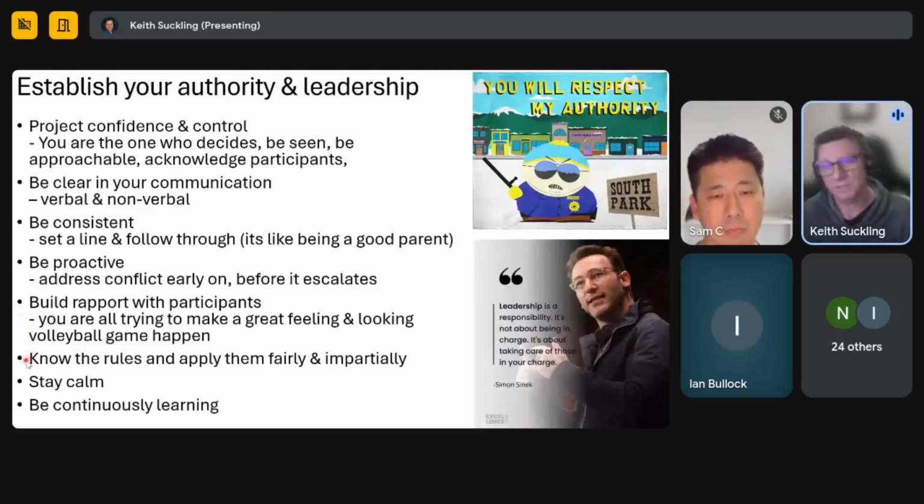Next one seems very obvious. Know the rules and apply them fairly and impartially. Obviously, that is the goal of every referee. But as someone who's a player as well as a referee, I know very well that impartiality is something that you cannot buy. And sometimes you're put in places where it's like, this is one of those spots where I might not be seen to be very impartial in the way I'm dealing with something. So you fight to keep it as much as possible. You fight to keep the perception of it as much as possible.